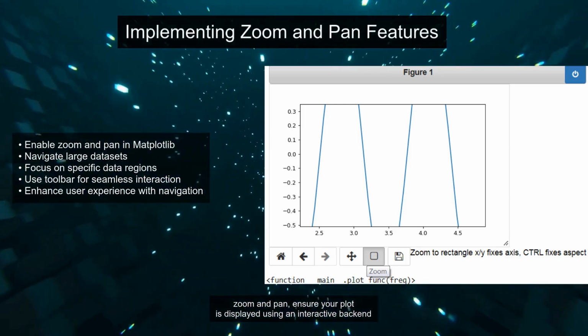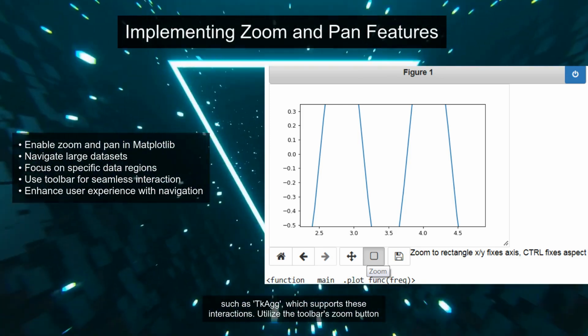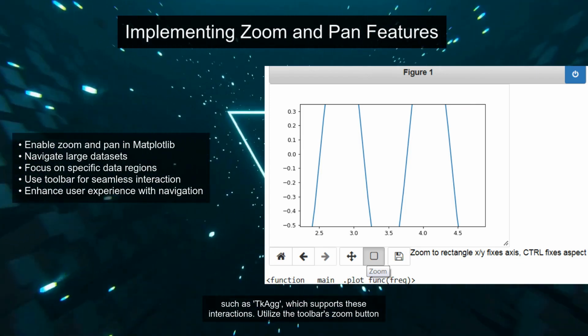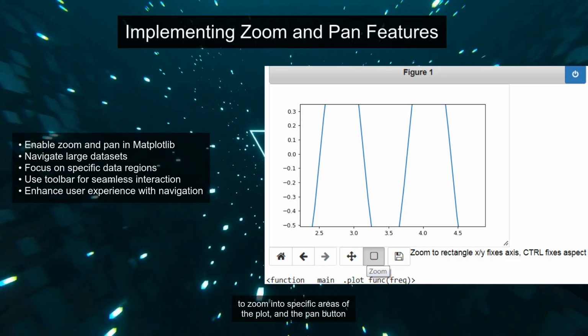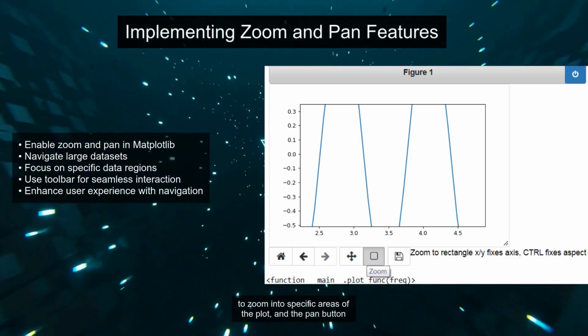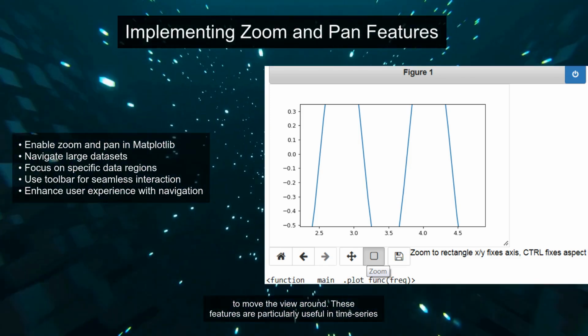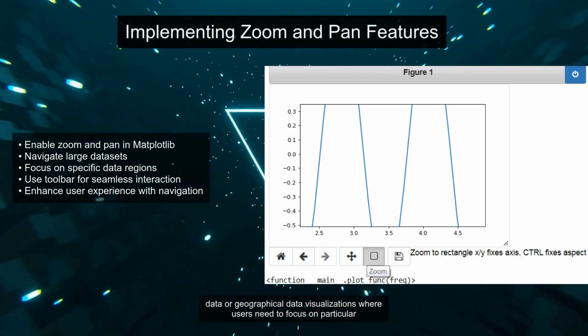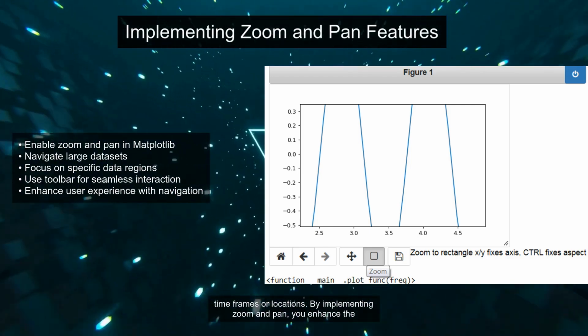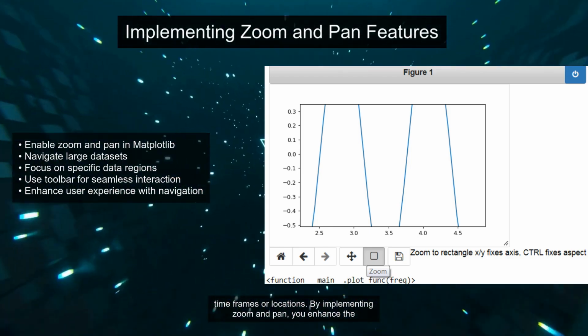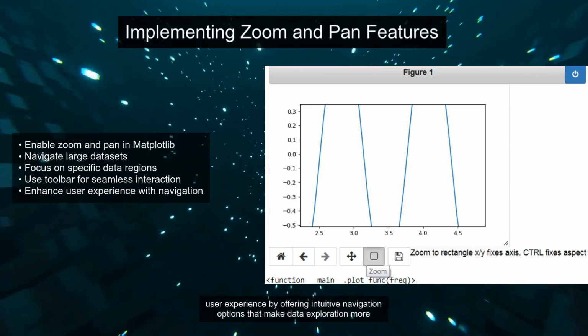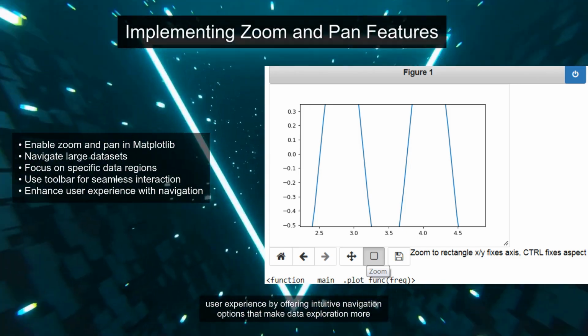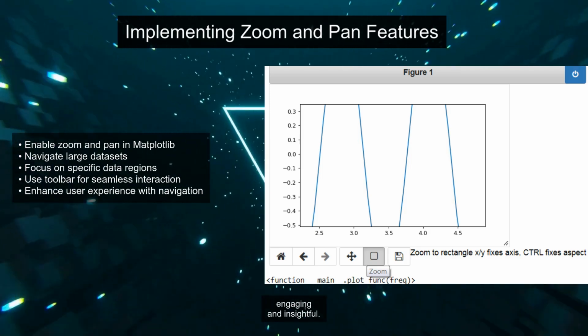To activate zoom and pan, ensure your plot is displayed using an interactive backend such as TkAgg, which supports these interactions. Utilize the toolbar's zoom button to zoom into specific areas of the plot, and the pan button to move the view around. These features are particularly useful in time series data or geographical data visualizations where users need to focus on particular time frames or locations. By implementing zoom and pan, you enhance the user experience by offering intuitive navigation options that make data exploration more engaging and insightful.